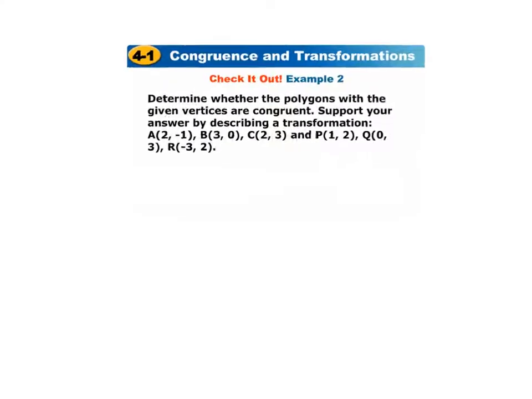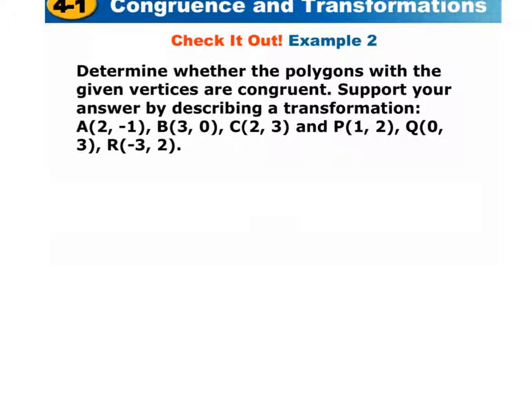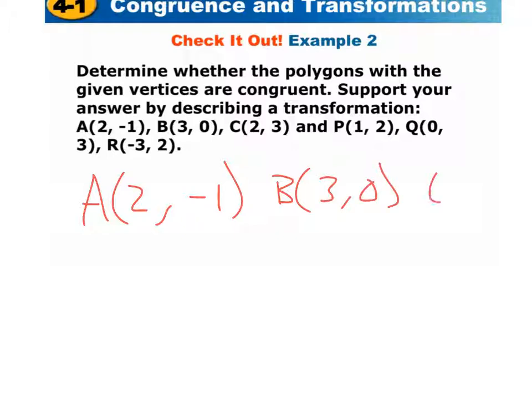Okay, let's look at the next one. Determine whether the polygons with the given vertices are congruent. Support your answer by describing a transformation. So we're going from triangle ABC to triangle PQR. We're going to start with A. It's rotation. Allie, you're too fast. Then B. And C.